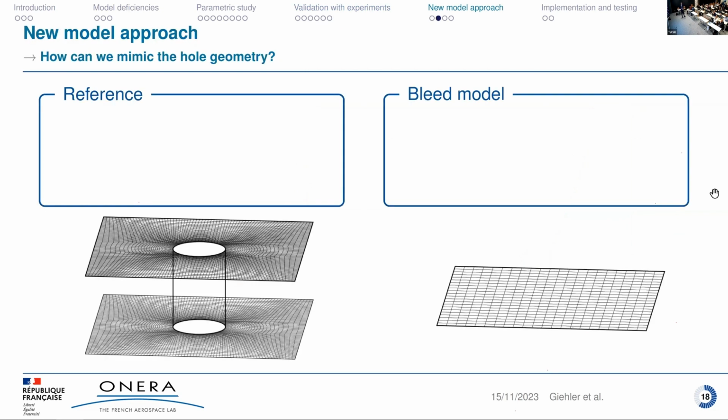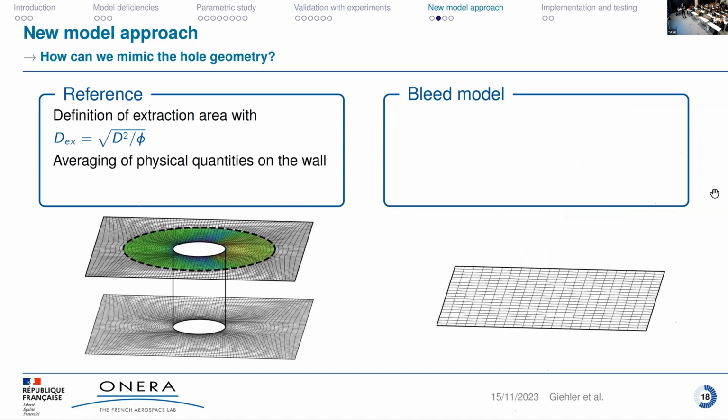The first idea was, how can I mimic all these different parameter influences? And yeah, it's very hard. So I checked first, just to show you how I extracted it in the reference simulation. I defined an area which is proportional to the porosity ratio and extracted my wall quantities by averaging the values in this area. And then I extracted my bleed rate by just integrating the momentum passing the hole, like the center at the hole.